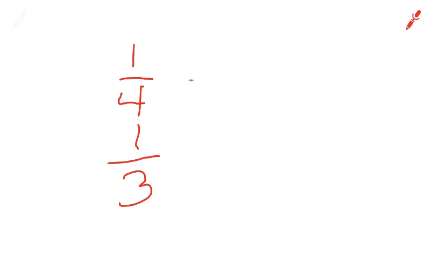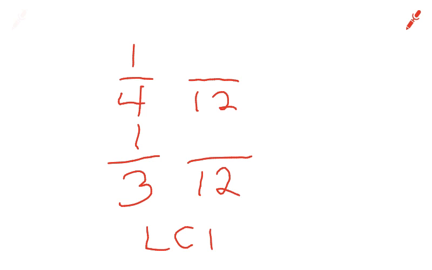Okay, 1/4 and 1/3. And we're trying to figure out what is the lowest number that both 4 and 3 go into. 12. 12 is the lowest number that both 4 and 3 go into. So at the bottom on our LCD, we need to write 12.